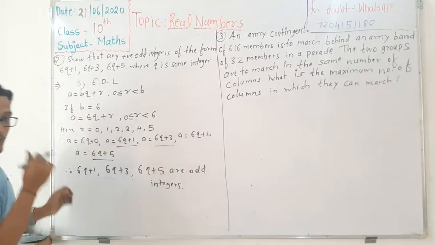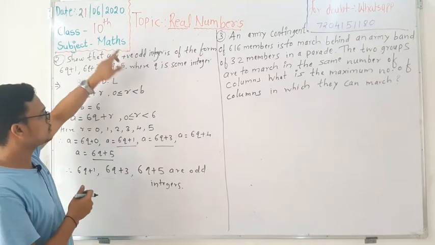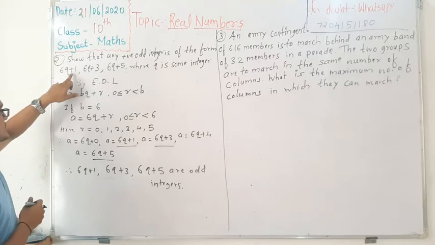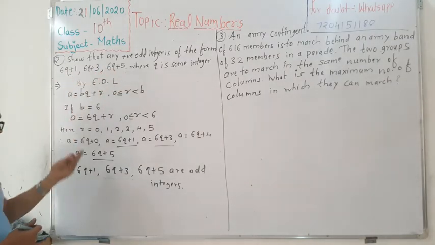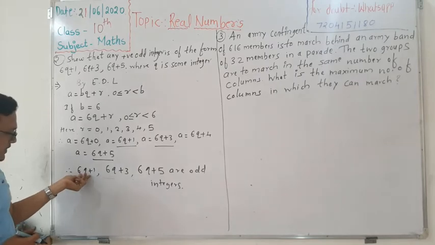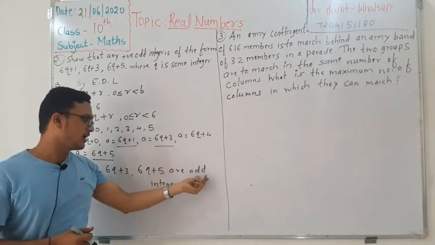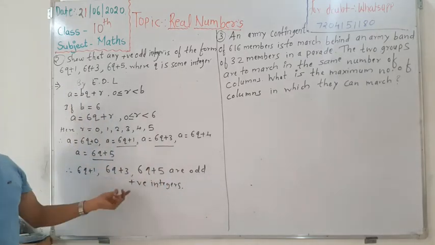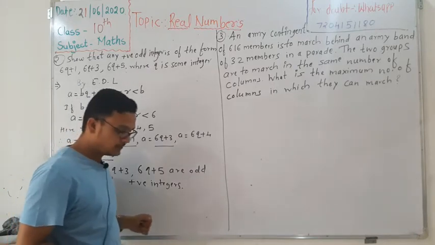So here is the proof of this question. What we have to prove here, or what we have to show here? Positive odd integers are of the form 6q plus 1, 6q plus 3 and 6q plus 5. So here we have proved 6q plus 1, 6q plus 3, 6q plus 5 are the odd positive integers. Okay, next question now.